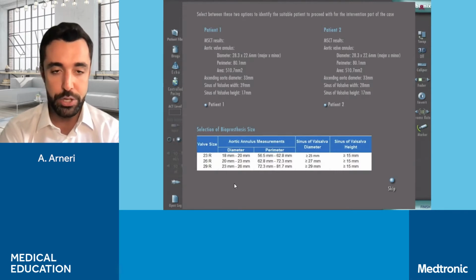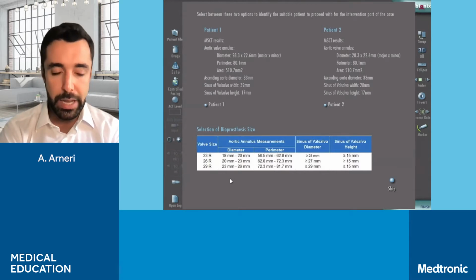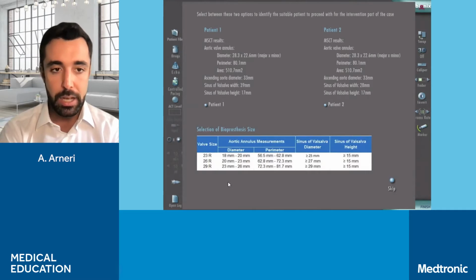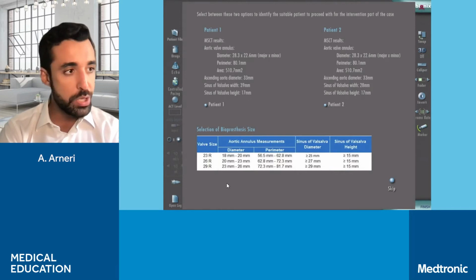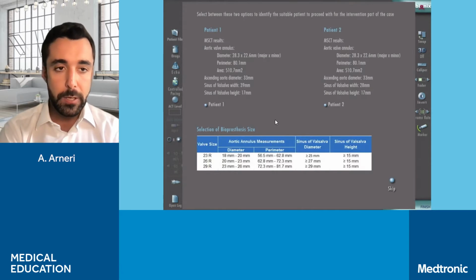Today, we're going to run through a really simple case in order to show you all the steps that are needed to implant an Evolut prosthesis into a patient. So we're going to start now. If you have any question during the session, feel free to write your question in the chat, and it's going to be answered by one of us.